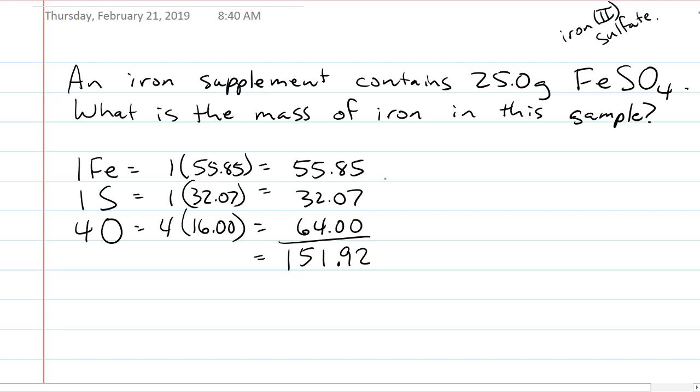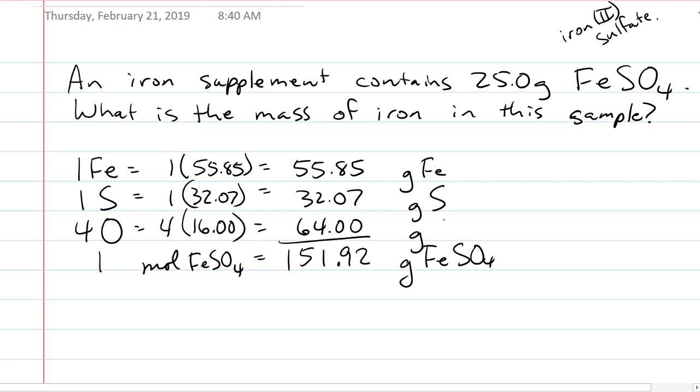Now here's kind of an interesting thing. First of all, let's go ahead the way that we learned this already. We said that this represents 1 mole of FeSO4. And 1 mole of FeSO4 equals 151.92 grams of FeSO4. This would be the grams of iron, grams of sulfur, and grams of oxygen. Again, we see how they all sum up here.